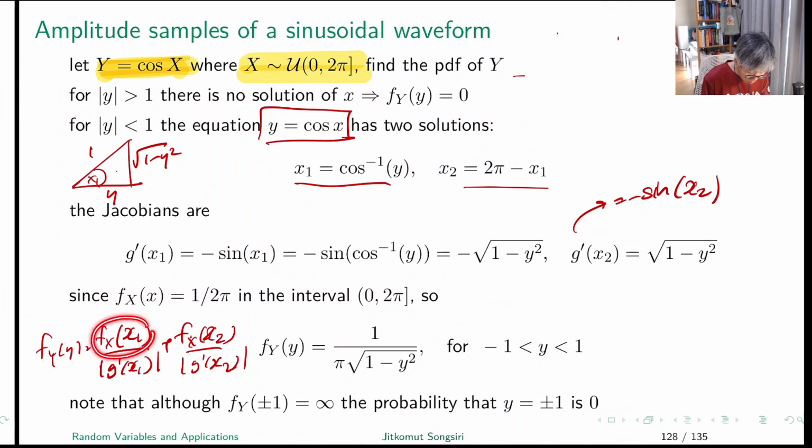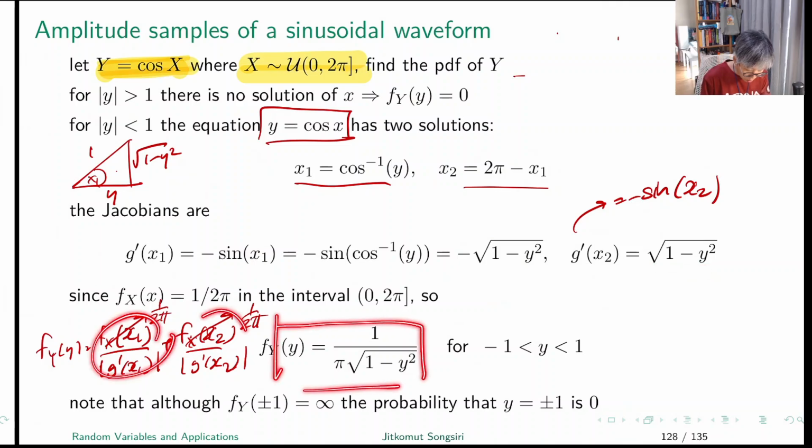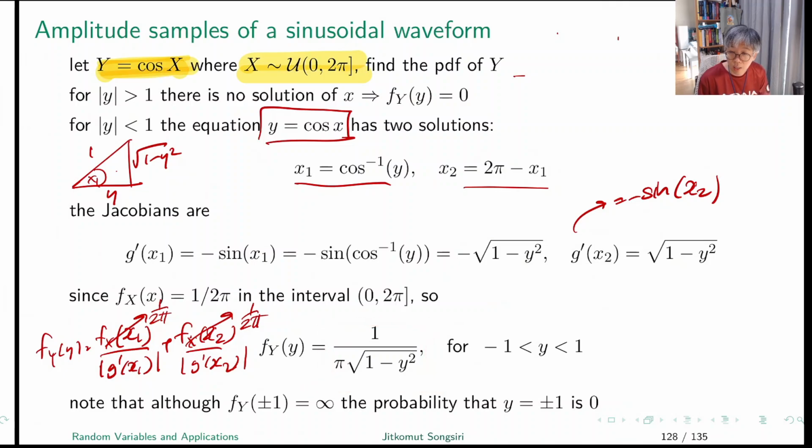So when you plug this in, take the magnitude. But remember that in the numerator, f x is uniform in the interval of 0 to 2 pi, so that is 1 over 2 pi. These two terms are identical, so with the factor of 1/2, the sum is going to be 1 over pi times the square root of 1 minus y squared, in the interval where y is between -1 and 1.